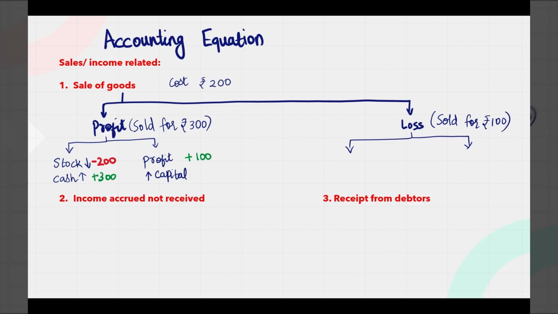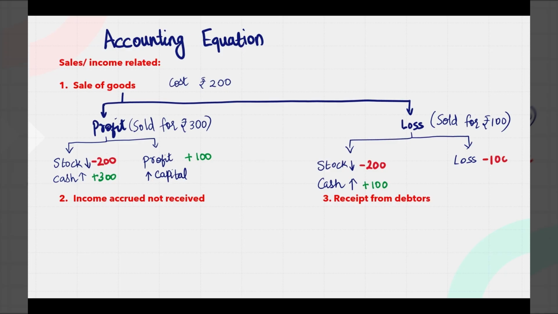When it comes to loss, say goods costing 500 rupees are sold for only 100 rupees. Once again, on the asset side there is a reduction in the stock to the extent of the cost price of the goods, and we received only 100 rupees in cash. So you can see that on the asset side there is minus 500 plus 100, making a net of minus 400 as the impact on the asset side. What do we see on the other side? There is a loss of minus 400. Loss means what?